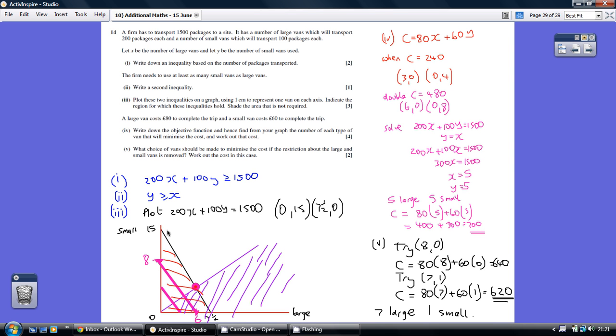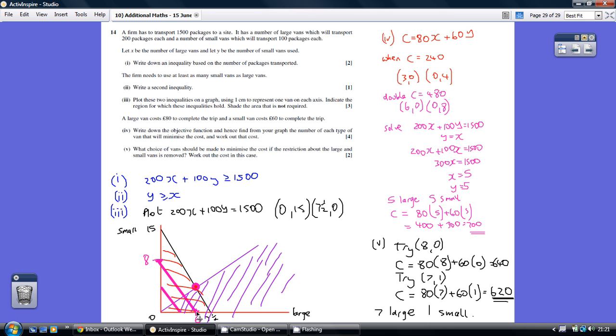So that is where this line equals this line, so solve the simultaneous equation. You get x being 5, y being 5, substitute those into the cost function, and it gives me a cost of 700. Now once this y equals x constraint is removed, then imagine my cost function moving out.